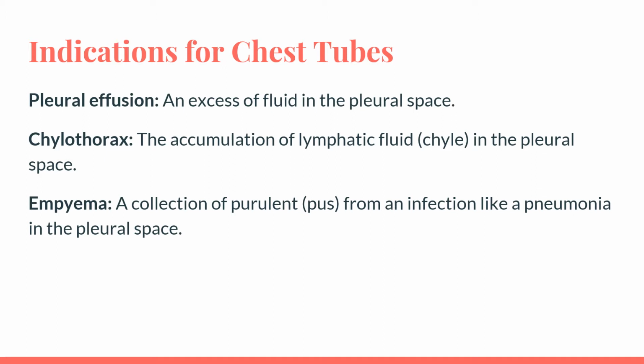Continuing with other indications for our chest tubes, again, pleural effusion would be an excess of fluid in the pleural space. Then chylothorax, which is the accumulation of lymphatic fluid known as chyle in the pleural space, and then empyema would be pus from an infection like a pneumonia that could also occur in the pleural space.